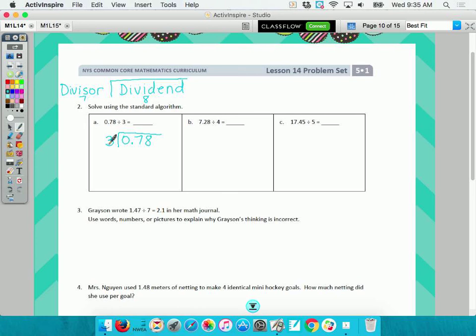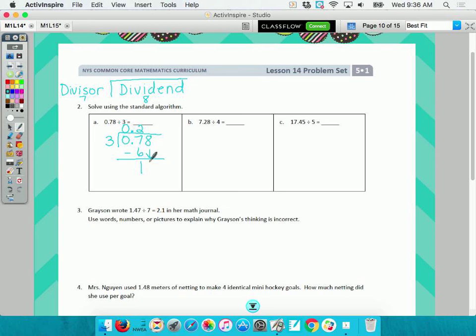So the first thing I notice is that I can't divide 3 into 0. So I'm just going to put my 0 up there. I can't make 3 groups out of nothing, can I? So what number will I look at first then? 7. The 7. Okay? And how many groups of 3 can I make out of 7? 2 times 3 equals 6. 7 minus 6 equals? 1. Is 1 less than my divisor? So it checks out.